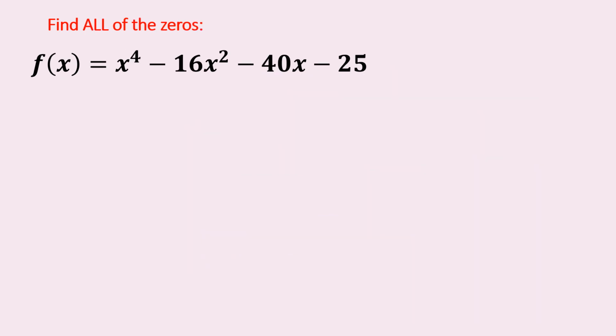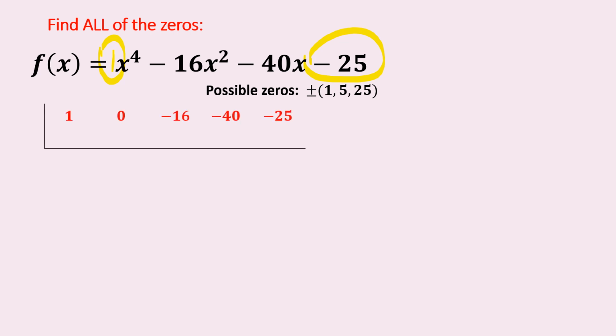Let's do another one. We'll start off by listing the possible zeros. Factors of the constant, 1 and 25, 5 and 5. Factors of the leading coefficient, just a 1. So we have plus, minus, 1, 5, and 25. Now we want to walk through and find out which of these are the actual zeros.